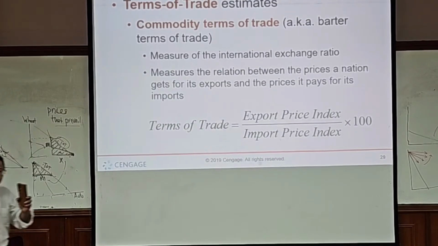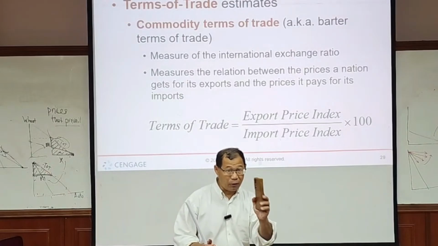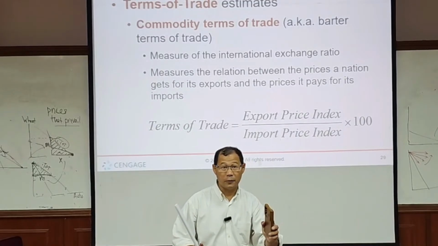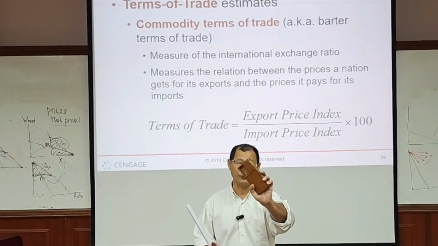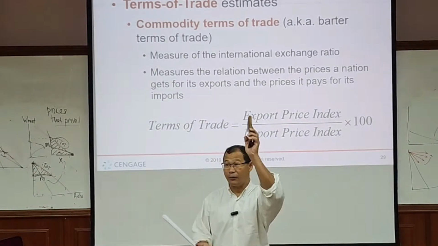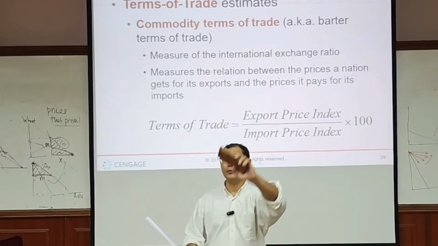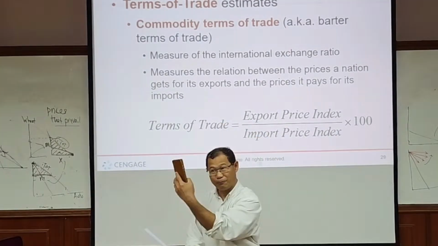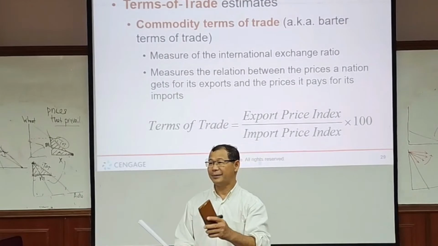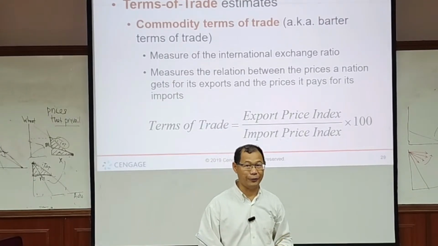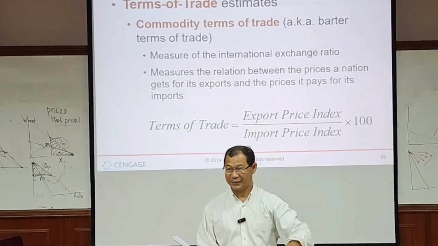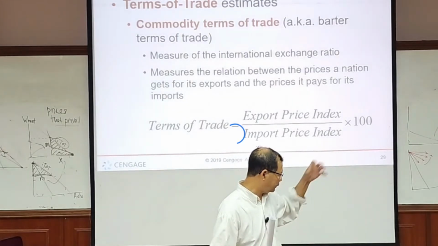Last year I have to export 2 lorries of rice to buy one handphone, which is not true. I'm just saying only 2. This year I have to export 3 lorries full of rice to buy the same one handphone. So my terms of trade has deteriorated, has diminished.